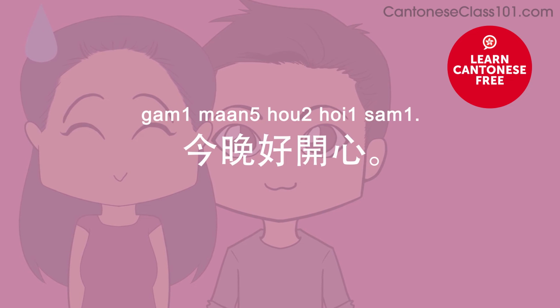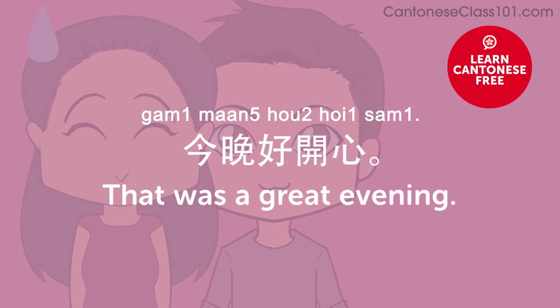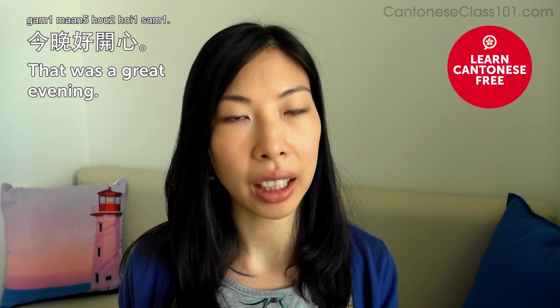今晚好開心 That was a great evening. 今晚 is this evening and 好開心 is very happy. So literally this evening was happy. So we use this after the date, right? You had a great time and you are thinking if you're gonna see each other again, then first you say 今晚好開心, like I had a great time with you, it was a great evening.